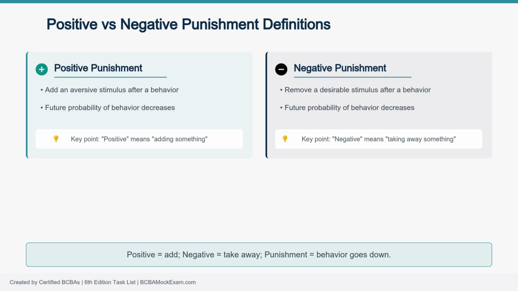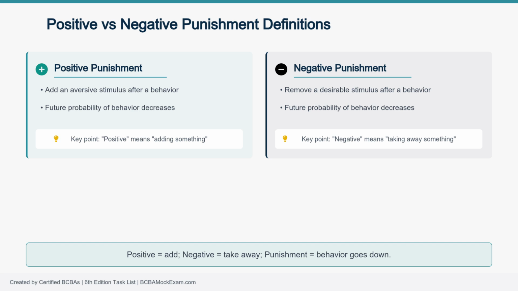This slide is about cleaning up the language around positive and negative so those words stop tripping you during the exam. Positive punishment means you add something following the behavior, and that something functions as an aversive stimulus because the behavior becomes less likely in the future. Negative punishment means you take something away that the person values, and again you see a future decrease in the behavior. The direction of behavior change is the same in both cases. Behavior goes down. So the only difference is whether the consequence involved adding a stimulus or removing one.